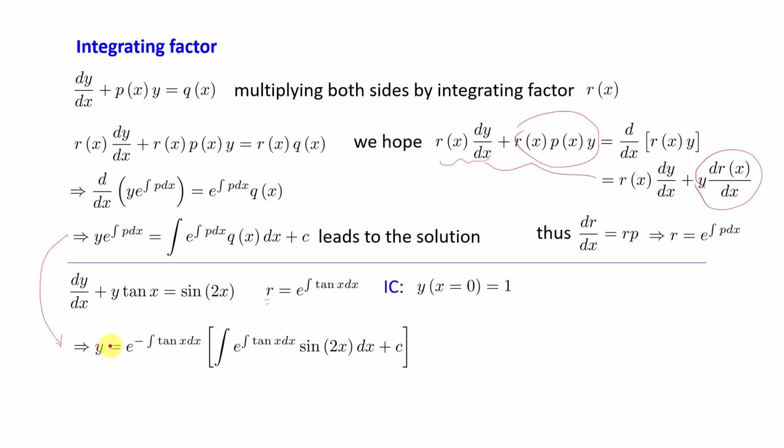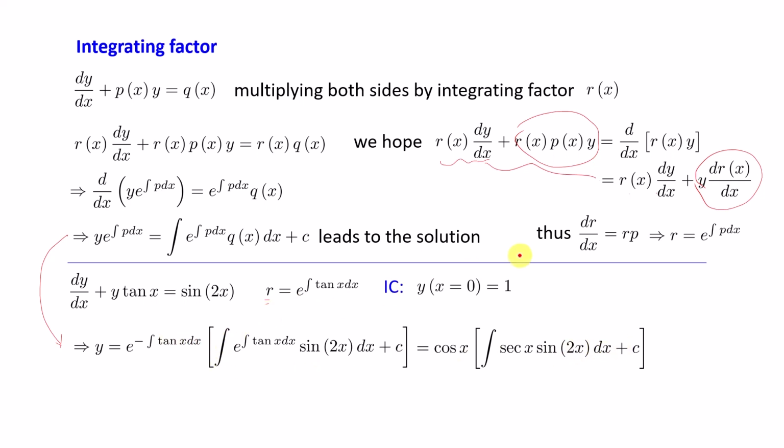and then from here I can write y is this e to the power minus integral tan x dx, within the integral e to the power integral tan x dx sin 2x dx, and then there is a constant. I can write this e to the power integral tan x dx as cos x, and then on the other side this is sec x sin 2x dx.